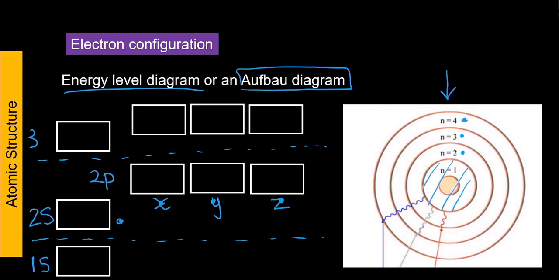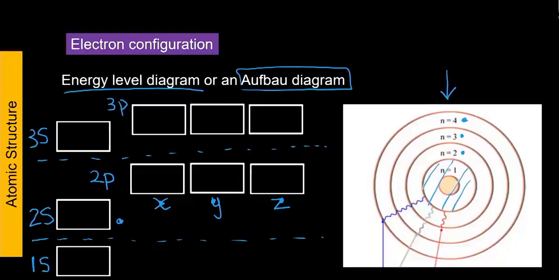The same applies with the third energy level. It would start with an s orbital, the sphere, and then it would move to the 3p. So you can see that we're going up from a lower energy state up to a higher energy state. That would also be the x, the y, and the z.